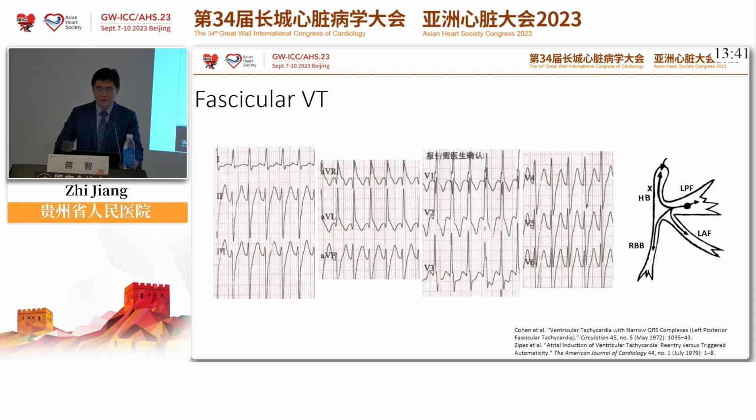Fascicular VT was first described in the 1970s by Cohen and Zipes. Fascicular VT is characterized by a narrow QRS duration, superior axis, and right bundle branch block, sensitivity to verapamil, and the absence of structural heart disease. The origin was first thought to be micro-reentry or a focal source within the left posterior fascicle.